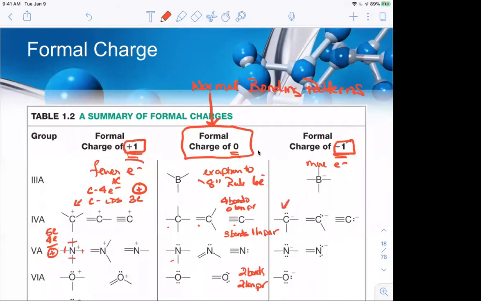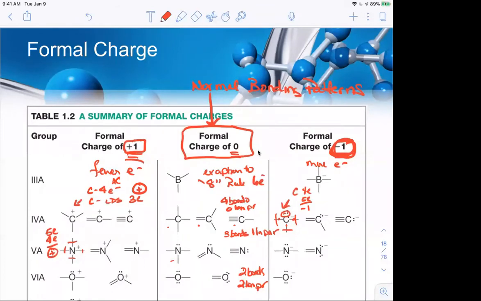Let's look at this guy. Carbon is supposed to have 4 electrons. Here I have the lone pair, 1, 2, half the bonding, 3, 4, 5. It has 5 electrons, so it's a -1. That's how I get this charge in there.